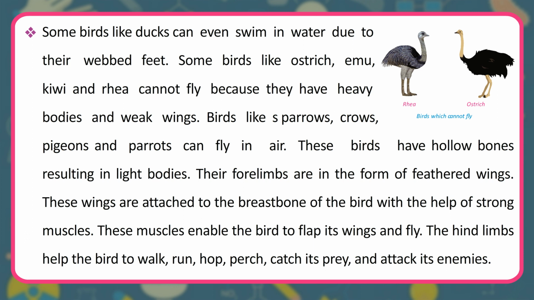These birds have hollow bones resulting in light bodies. Their forelimbs are in the form of feathered wings. These wings are attached to the breastbone of the bird with the help of strong muscles. These muscles enable the bird to flap its wings and fly. The hind limbs help the bird to walk, run, hop, perch, catch its prey, and attack its enemies.